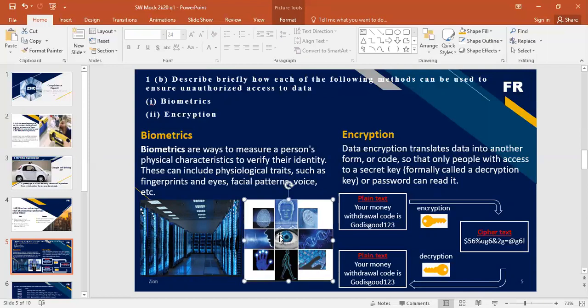These are the various characteristics here to be checked if you observe very well. Meanwhile, data encryption, how does it function? Data encryption translates data into another form or code so that only people with access to a secret key, formally called a decryption key or password, can read it.